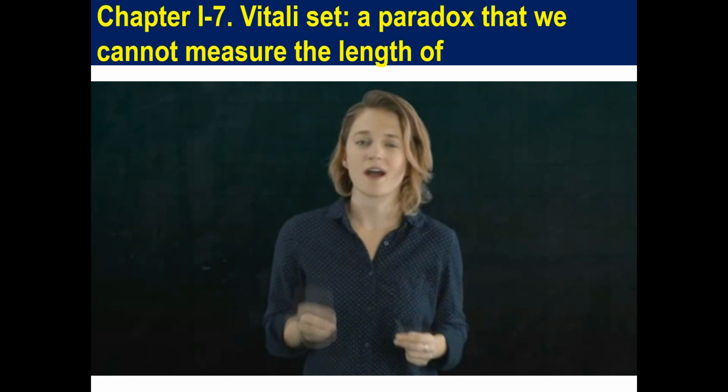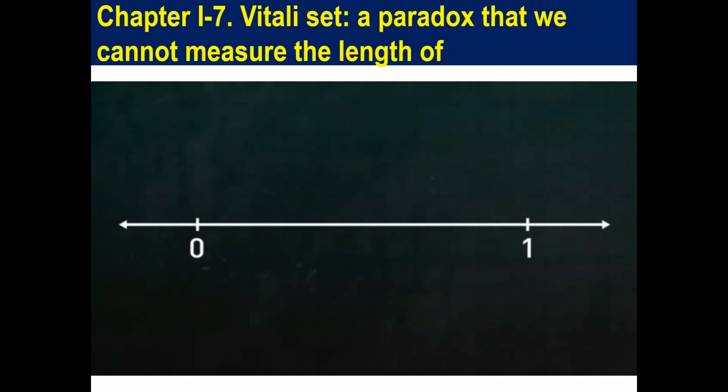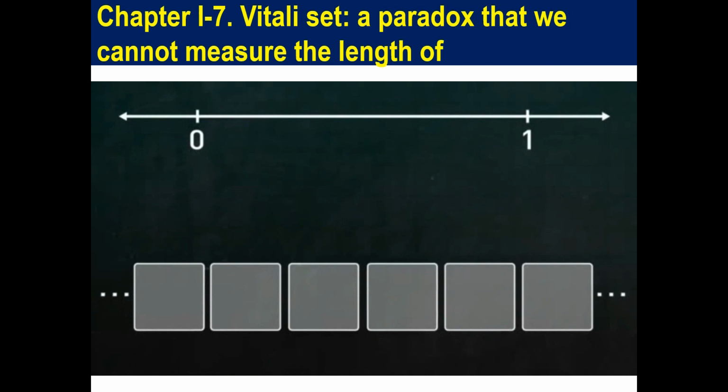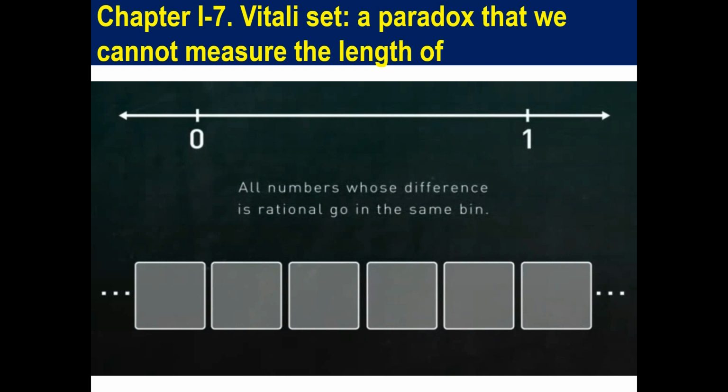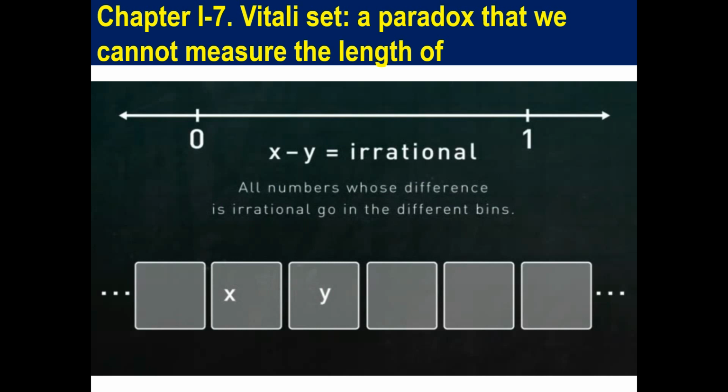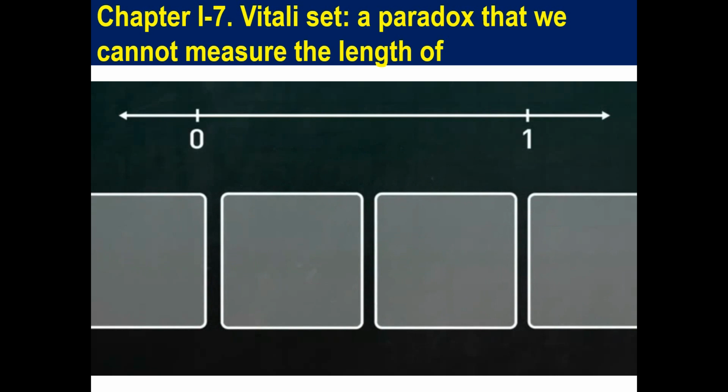Start with the interval 0 to 1. We're going to sort all the numbers in the interval into bins in a sort of unusual way. There will be infinitely many bins. We're going to put all the numbers whose difference is rational in the same bin. In other words, look at two numbers in our interval, x and y. If x minus y is a rational number, they go in the same bin. But if x minus y is an irrational number, they go in different bins. This is an example of separating things into equivalence classes. Let's look at these bins in a little more detail. If you take any two rationals and subtract one from another, you get a rational.